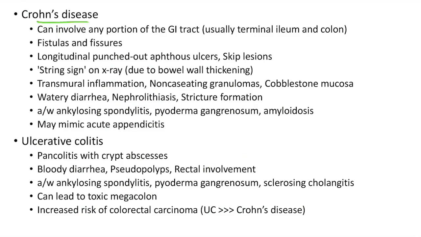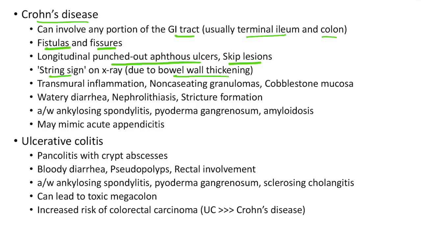And let us discuss about Crohn's disease in detail. As discussed earlier, it can involve any portion of the gastrointestinal tract. It usually affects terminal ileum and colon. There will be fistulas and fissures in Crohn's disease. There will be longitudinal punched out aphthous ulcers. There will be skip lesions. X-ray will show string sign due to bowel wall thickening. This picture shows string sign in a case of Crohn's disease.